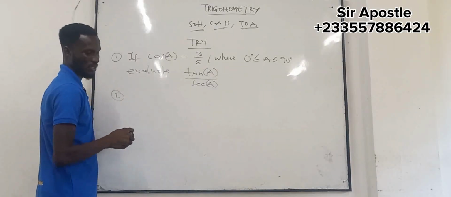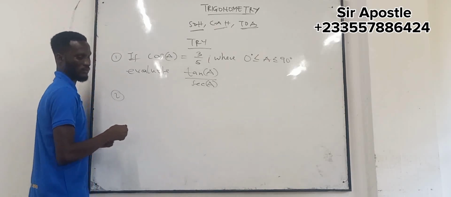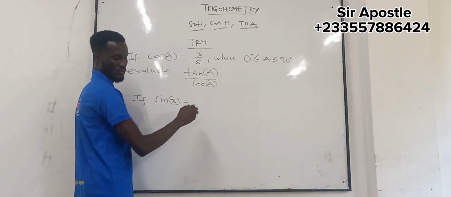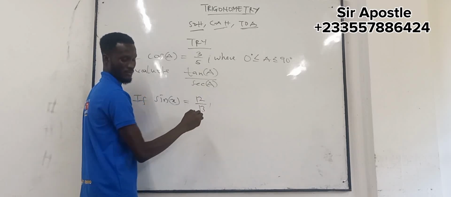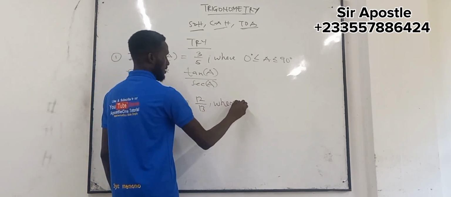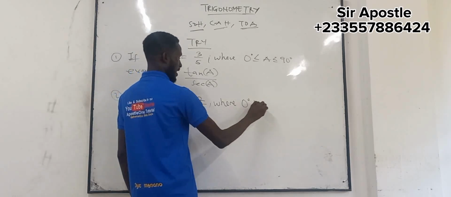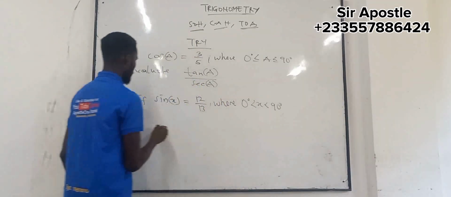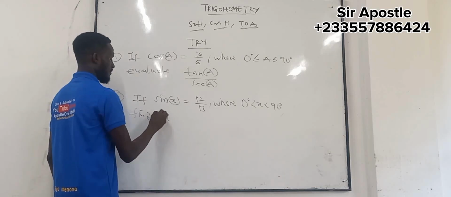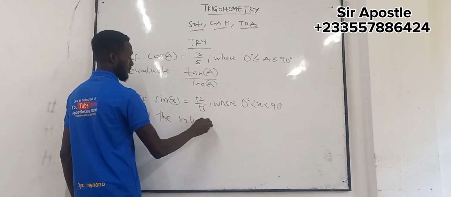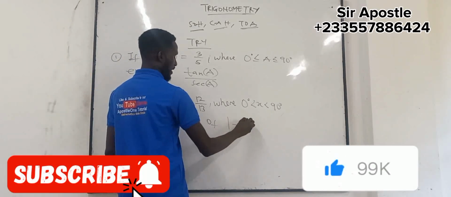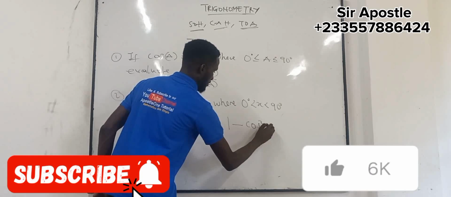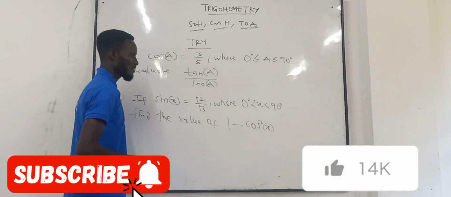Now question 2. If sine x is equal to 12 over 13, where the angle x is between 0 and 90 degrees, find the value of 1 minus cos squared x. So this is very, very simple.